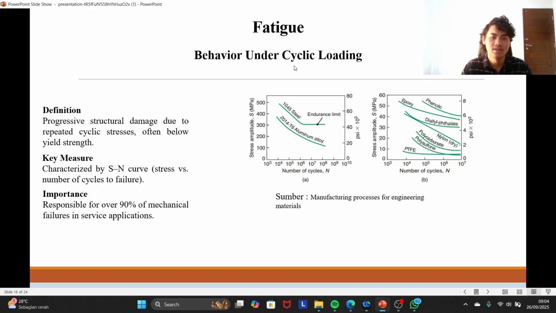Fatigue behavior under cycling loading. Definition: progressive structural damage due to repeated cycling stress, often below yield strength. Key measure: the S-N curve, stress versus number of cycles to failure. Important: fatigue is responsible for over 90% of mechanical failures in service applications.